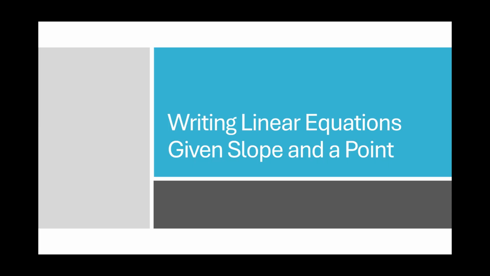So when we're given a slope and a point, writing a linear equation can be really simple. We can use point slope form and we just plug in the slope and the point, or we can use slope intercept form where we're going to plug in the slope, plug in the point to solve for b.